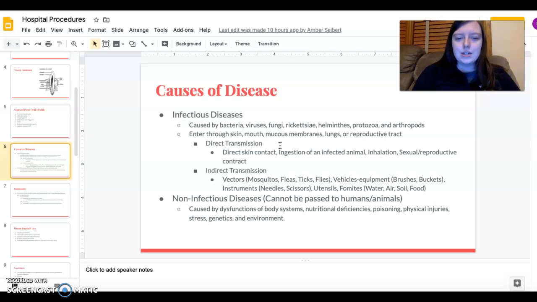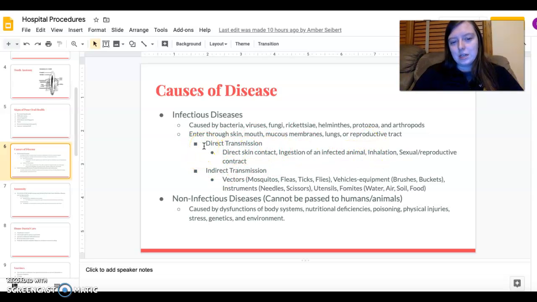So infectious diseases, these are going to be caused by bacteria, viruses, fungi. I don't know how to say the next two words. Rickettsial, helminths, protozoa, and arthropods. Sorry guys, I'm not an expert either, apparently. They're going to enter through the skin, mouth, mucous membranes, lungs, or reproductive tracts of our animals.